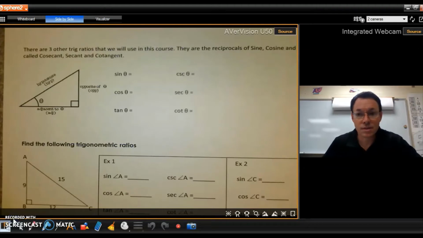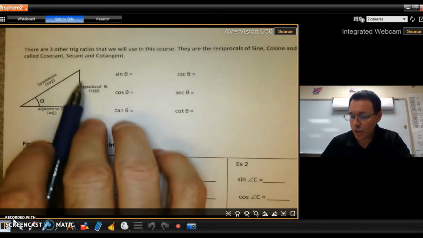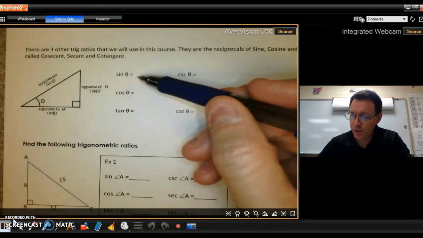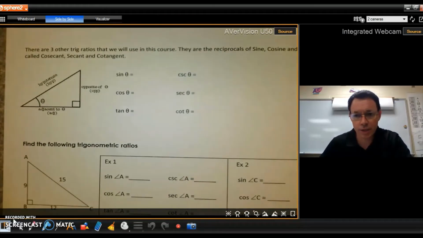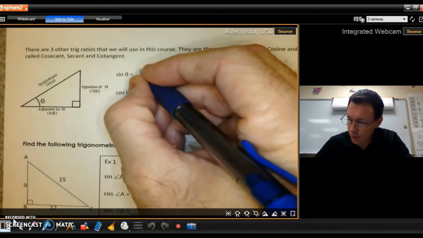On the second page of the notes, you'll see the same triangle that was on the first page. You're going to see the sine, cosine, tangent. So if you'd write down those ratios, try to do those from memory. I'll write them down as well.